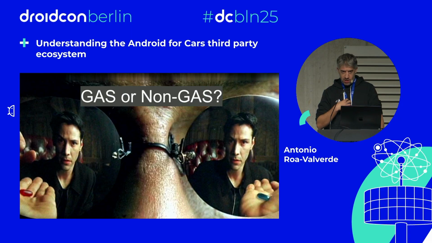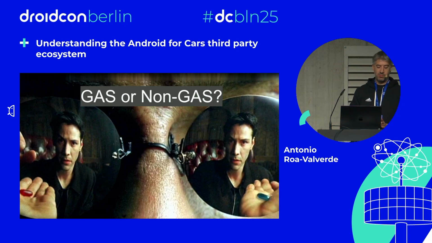My suggestion here is, since you are Android developers and probably you are coming from mobile, most of you probably already have a mobile app on Google Play. So my suggestion is to start with Google Play, so GAS vehicles, and from there start moving slowly to non-GAS, because it will get you familiarized with the review processes of the OEMs and so on, and it's a good start, at least to cope with the fragmentation issue.